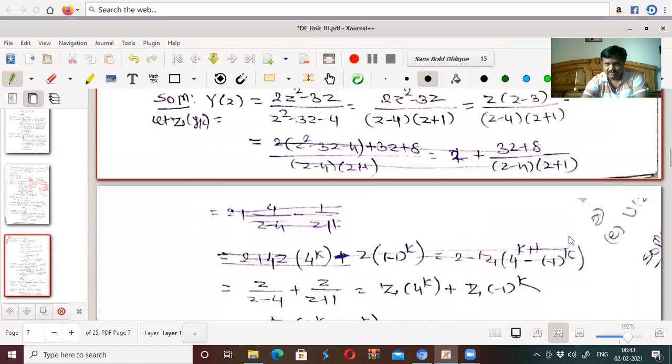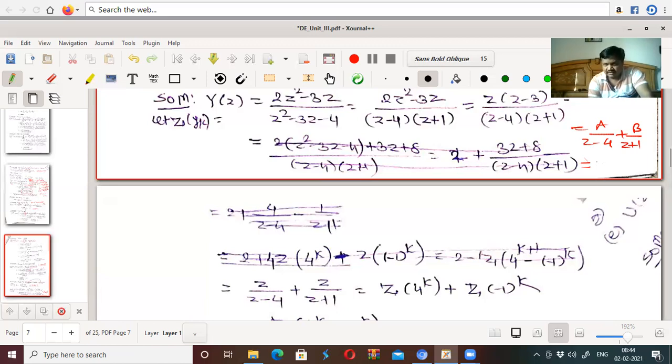So what about this? z into z minus 3 upon z minus 4 into z plus 1. This can be written as a upon z minus 4 plus b upon z plus 1. I will write this in this form. This concept is regarding partial fractions. So convert this term into a upon z minus 4 plus b upon z plus 1. What will happen?